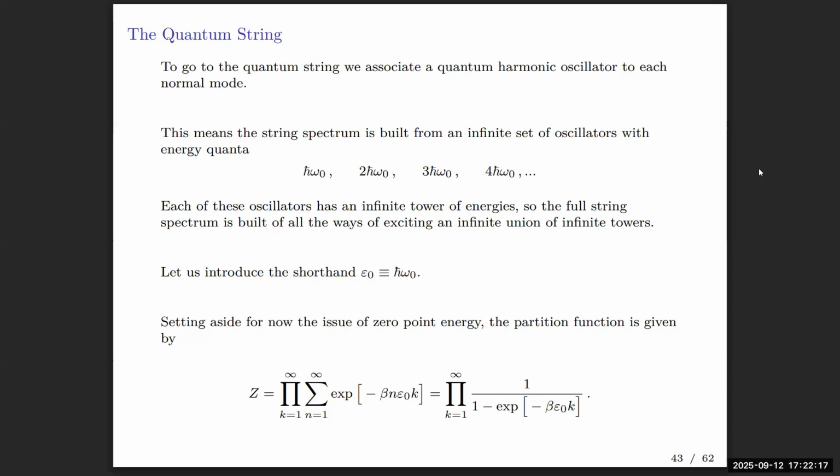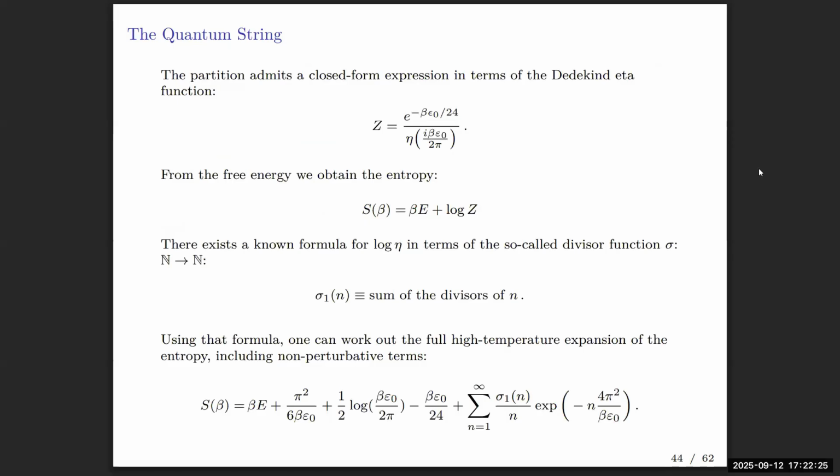Now this infinite product, you can write it down in closed form in terms of a function mathematicians have defined, namely the Dedekind eta function. So this is the exact value for the partition function. And from the partition function we can get the free energy. Now this was something fun, which I think not so many expositions would include if you look at the places that review the non-relativistic string. But actually, there is a mathematical formula that gives you the logarithm of the Dedekind eta function.